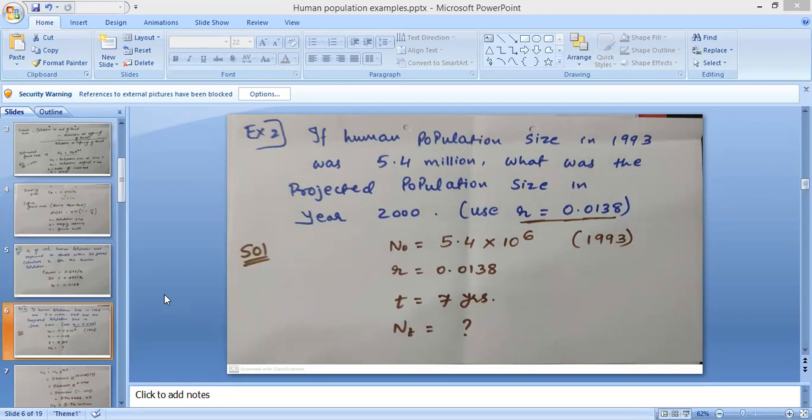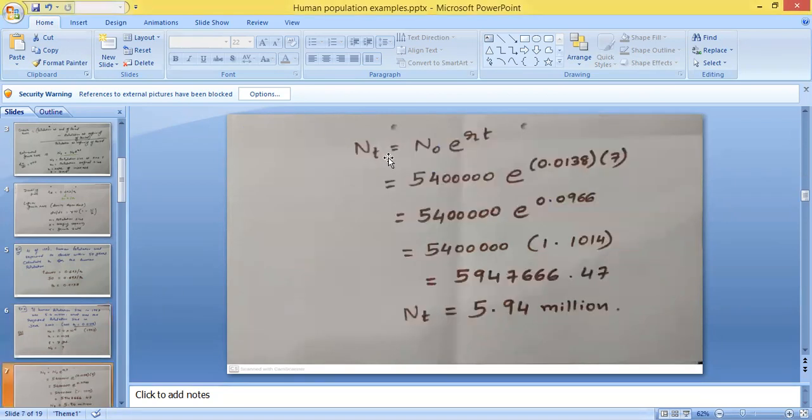Which formula should I use? I will use the second formula: Nt is equal to N naught e raised to rt. Now what is this e? e is the value you will get by pressing shift and natural log on the calculator. N naught is 5.4 million because that is the initial value. e you keep as it is, r and t you substitute, that is 7 years. First solve this exponent: 0.0138 into 7 gives you 0.0966. Now press shift and the natural log, you will get e.